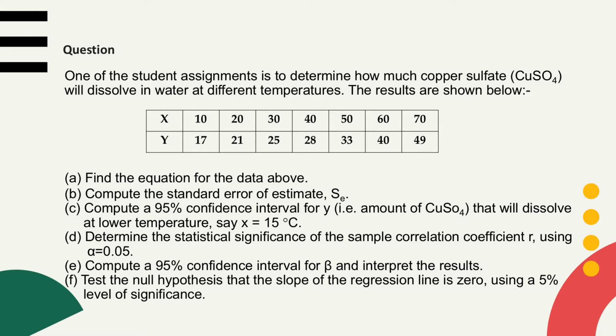D. Determine the statistical significance of the sample correlation coefficient R using alpha equal to 0.05. E. Compute a 95% confidence interval for beta and interpret the results. And the final question is to test the null hypothesis that the slope of the regression line is 0 using a 5% level of significance. So let's have a look at how we're going to solve all of these problems in the following slides.